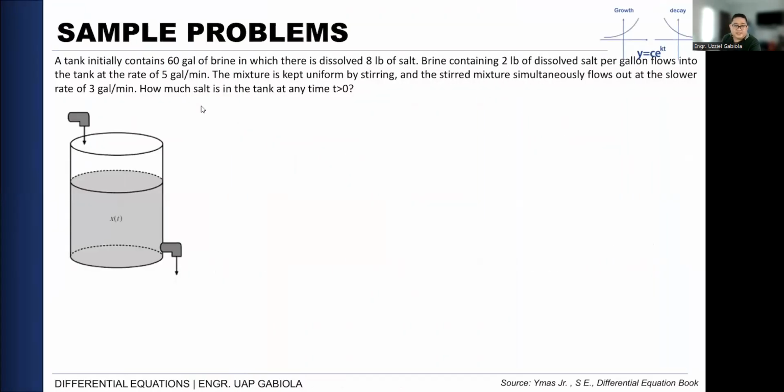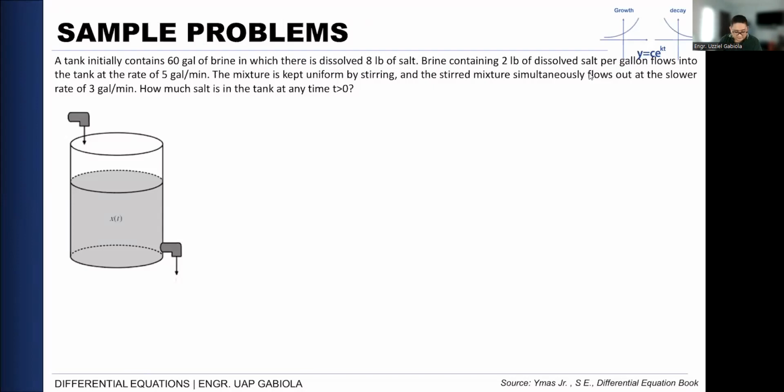So a tank initially contains 60 gallons of brine in which there is dissolved 80 pounds of salt. Brine containing 2 pounds of dissolved salt per gallon flows into the tank at the rate of 5 gallons per minute. The mixture is kept uniform by stirring, and the stirred mixture simultaneously flows out at a slower rate of 3 gallons per minute. How much salt is in the tank at any time t greater than 0? So hinahanap lang sa atin is yung particular solution natin, yung general solution natin.